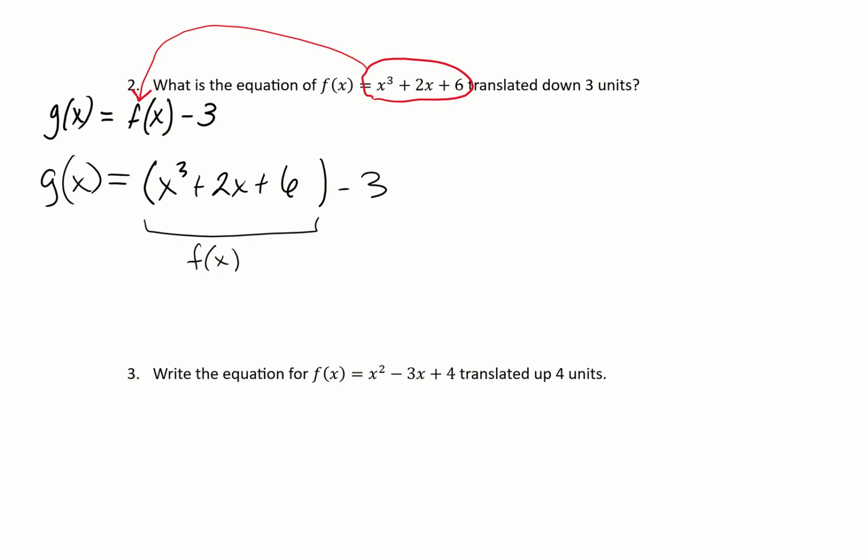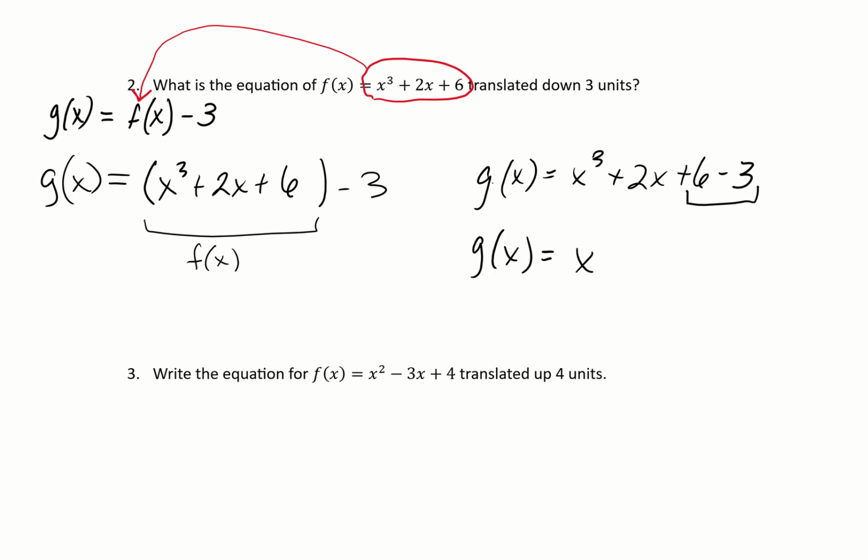According to the associative property, I can drop those parentheses. So I get g of x is equal to x cubed plus 2x plus 6 minus 3. And now I just combine like terms. So 6 minus 3 is 3. So I can write this as g of x is equal to x cubed plus 2x plus 3. So now g of x, as it's written, represents f of x translated down by 3 units. Let's look at the next one.